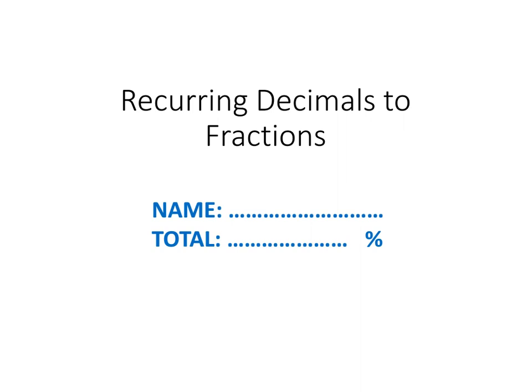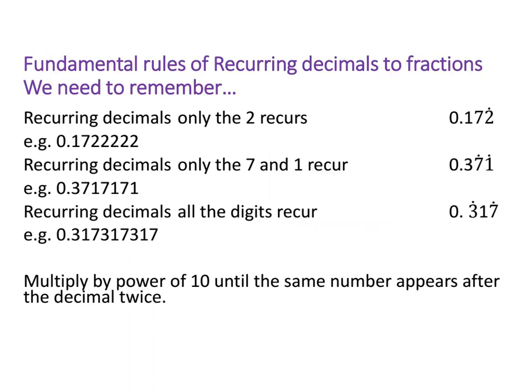In this video, we're going to be looking at recurring decimals and changing them into fractions. So the things we need to remember about recurring decimals: you need to pay attention to the number that has got the dot on top, as that is the number that recurs. So in our first example, 0.172, the 2 has got the dot on top, so that gives us 0.1722222.